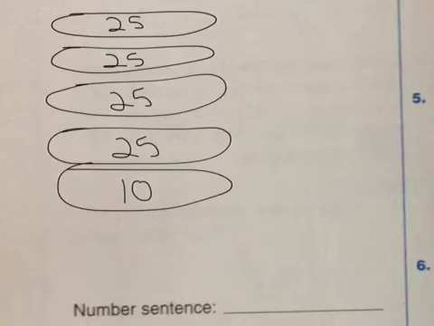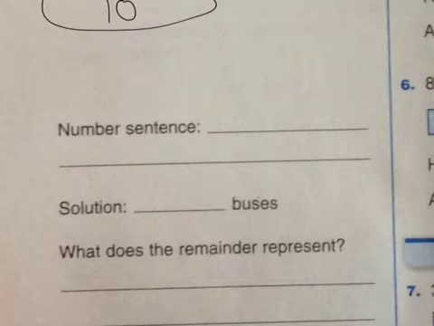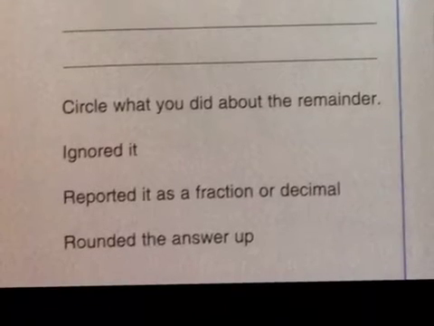So what do we do there with the remainder? I believe we need another bus. So please go ahead and solve the rest of the equation as you can see here. Give me the number sentence. What is your solution? How many buses do we need to take? What does the remainder represent? What does it mean? And what do we do with the remainder?